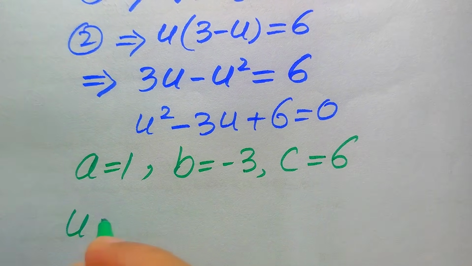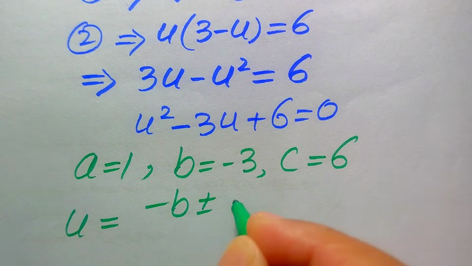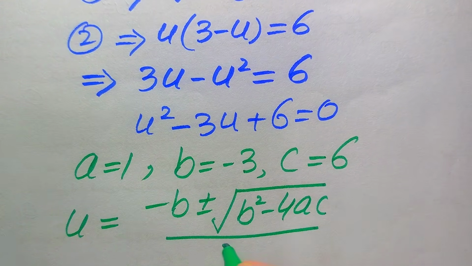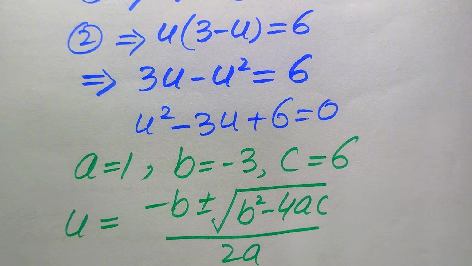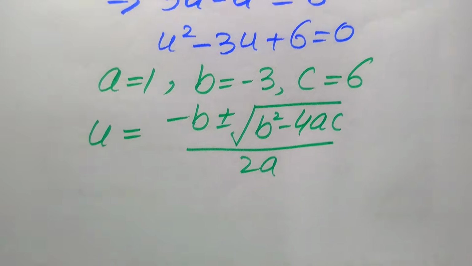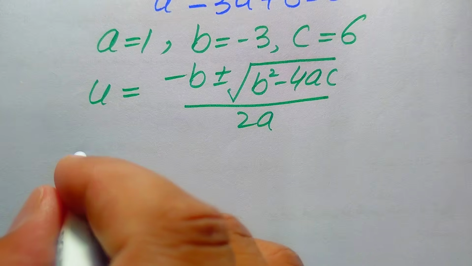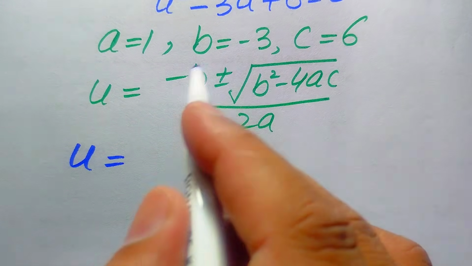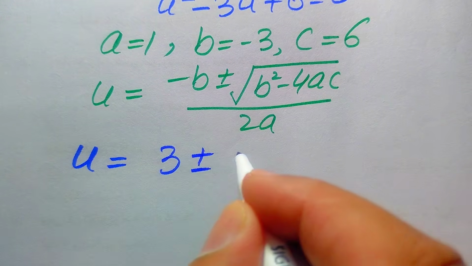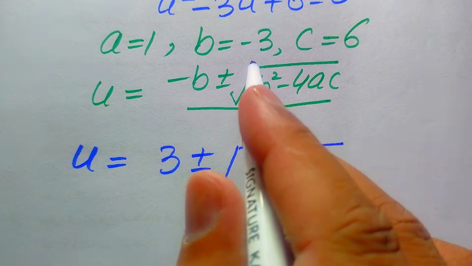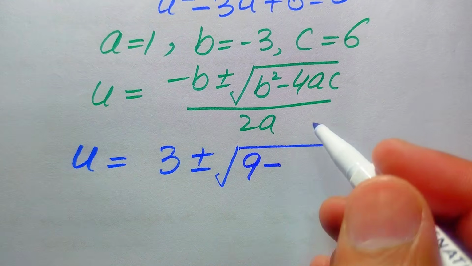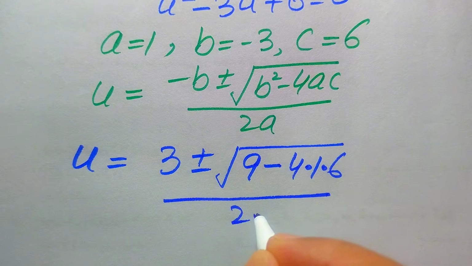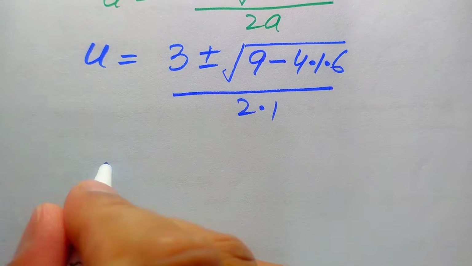And we state the quadratic formula as u equals minus b plus minus square root of b square minus 4ac, divided by 2a. This is our quadratic formula, and here we substitute all the values of a, b and c, and we get the values of u. So we have u equals minus b, the value of b is minus 3, so minus times minus becomes plus 3, and plus minus square root of b square, minus 3 square becomes 9, and we have 4 times a, which is 1, and c, which is 6, divided by 2 times a, and here our a equals 1.